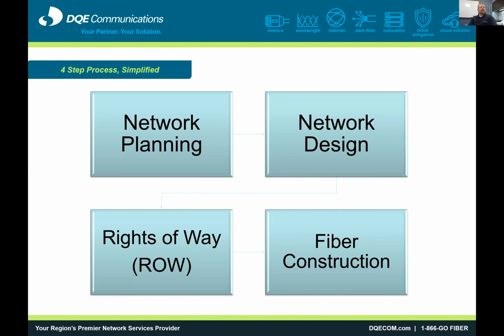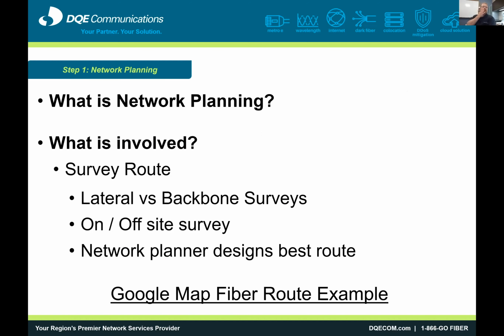Okay, so now we're going to go over the 4-step process. We have network planning, followed by network design, then rights of way, and fiber construction. So let's talk about the first step, step 1, network planning.